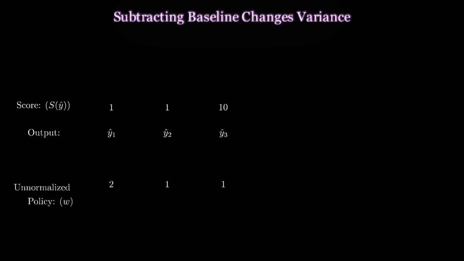But subtracting that baseline can change the variance. To see why, let's consider a simple example. We have three possible outputs. The first two have a score of 1, and the third has a score of 10. The model outputs unnormalized probabilities of 2, 1, and 1, which we then normalize by dividing by their sum.